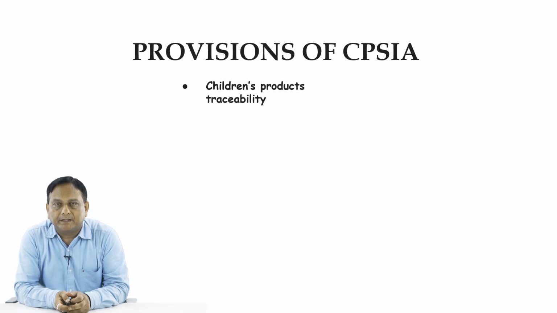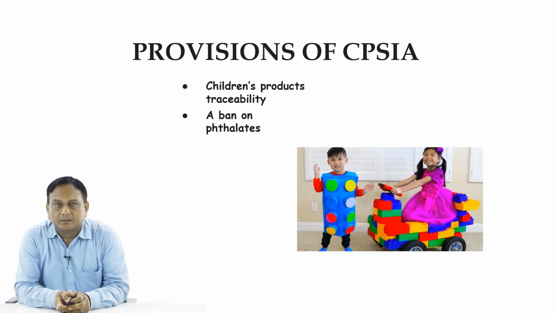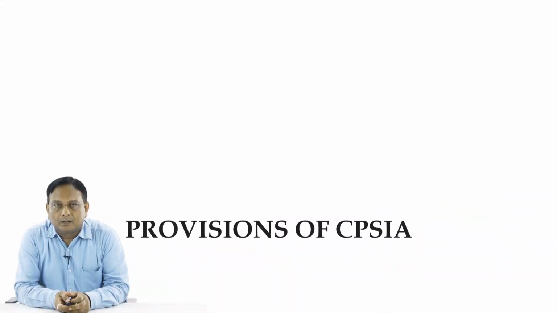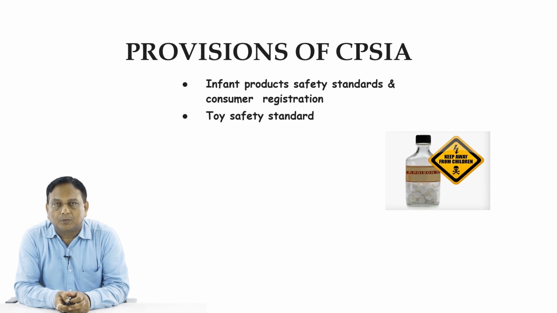Provisions of CPSIA also include children's product safety and traceability. There is a ban on phthalates which are used in children's products. So those are covered under this CPSIA. Provisions also include infant products, safety standards and consumer registration, and toy safety standards are also involved in this CPSIA standard.